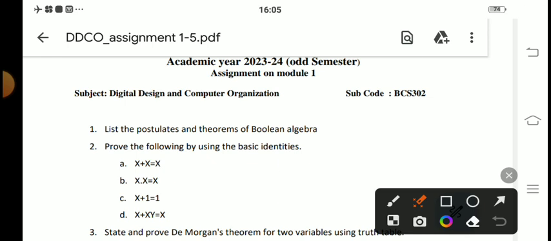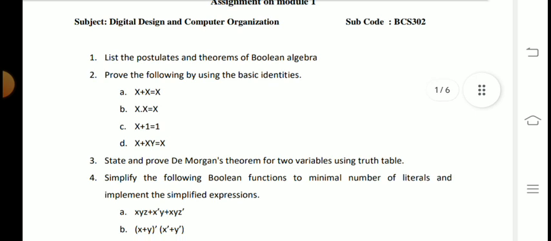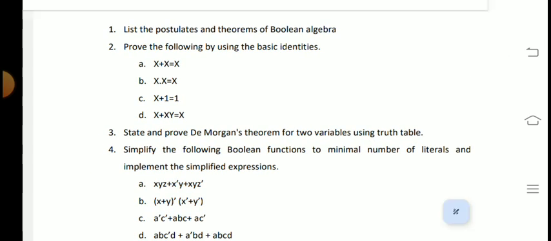Next question: prove the following by using the basic identities. These are the identities I have given. They may ask different identities also, so you have to be ready. Here I am giving you the format of questions, how the questions can be asked in your examination, since VTU has not given the model question paper for the subjects yet. That's why I'm making this.